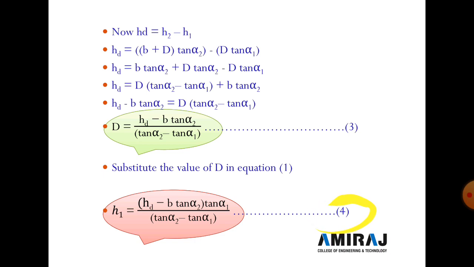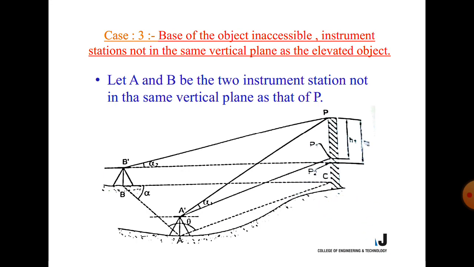So this one is the final equation, equation number 4. Now this one is a typical case. In case number 3, the base of the object is inaccessible, and the instrument stations are not in the same vertical plane as the elevated object. So here, the instrument station is at A, and another is at some distance, not in the same line and also not at the same level, clear, and the object is put here.